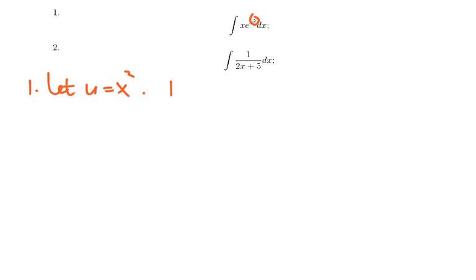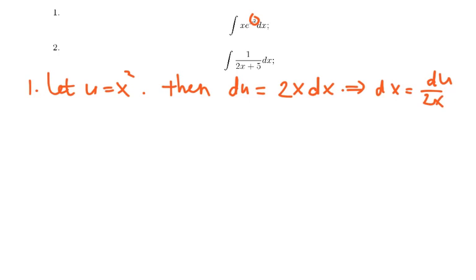And then du: if we differentiate u on the left-hand side and differentiate x squared on the right-hand side, we'll have du equal to 2x times dx. Then we're going to solve for dx, and this is equal to du over 2x.